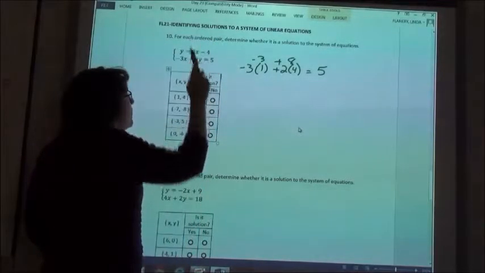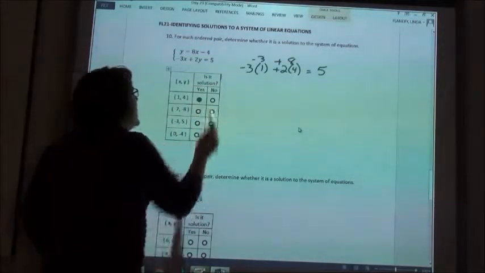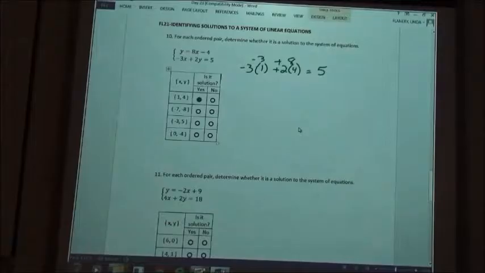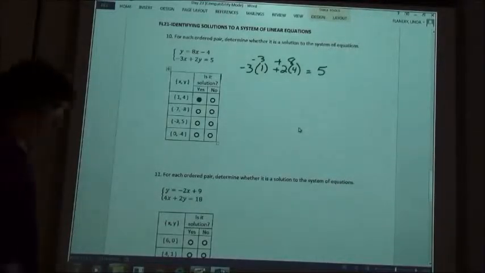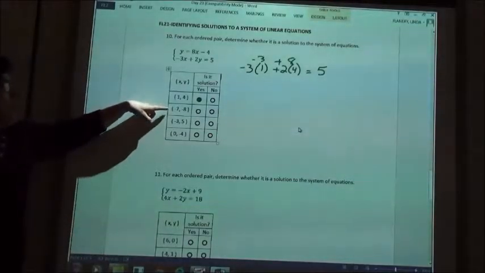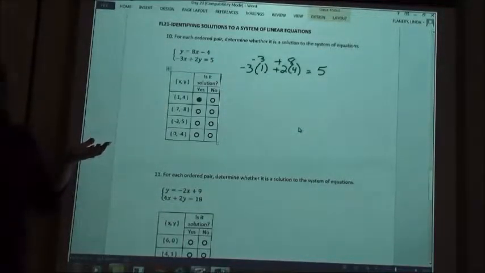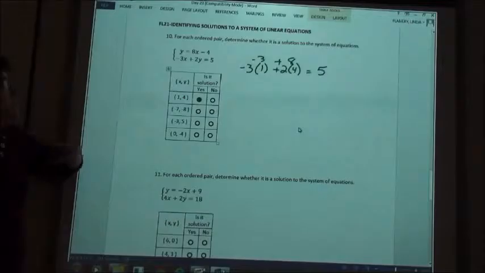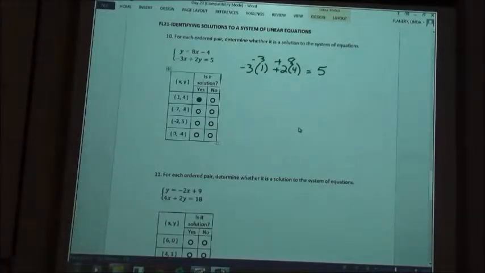So we got a yes on the first, a yes on the second. We get to answer yes for the solution to the system. It worked in both of them. So when I look at the next point, because if you get a no on either of them, you know it's going to be no. Which one is easier for you to substitute into? Do you want to use the first line or the second line? The second line. Okay, let's use the second line.